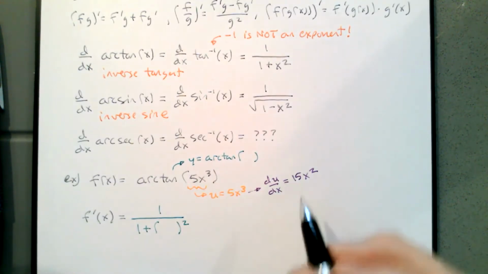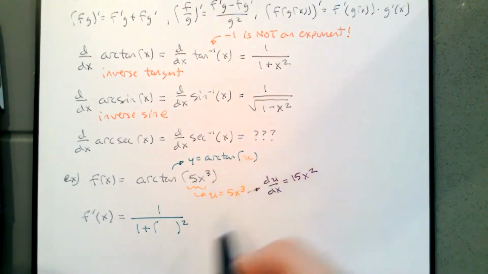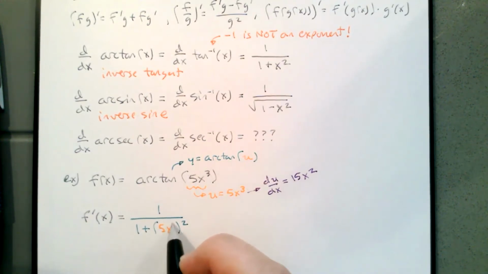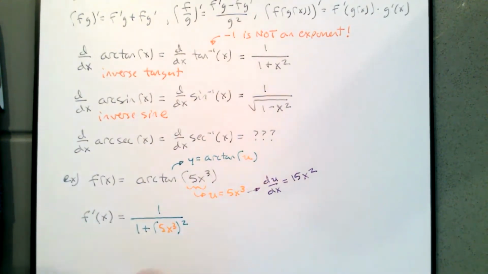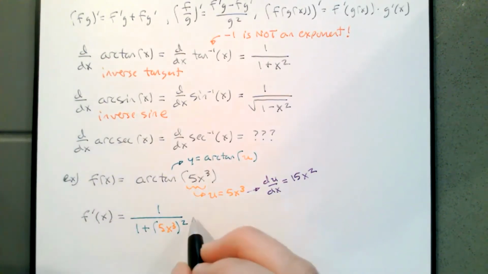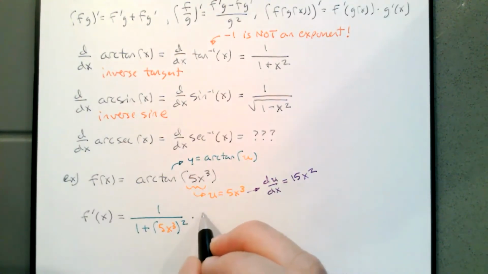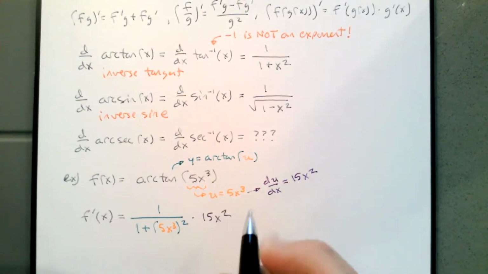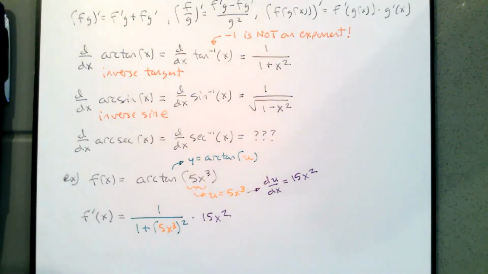And the u in this case is 5x to the third. So this green part is dy du, and then the chain rule says multiply by du dx. Here we are applying the chain rule to an arctangent. The derivative of arctangent of u is 1 over 1 plus u squared.